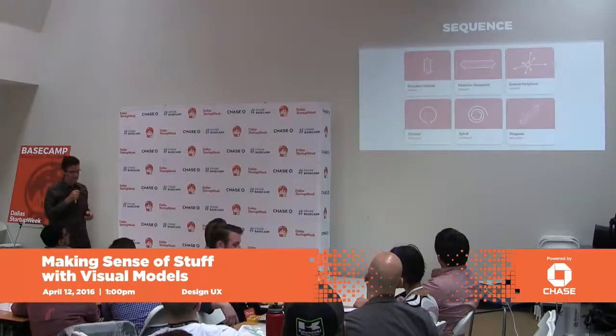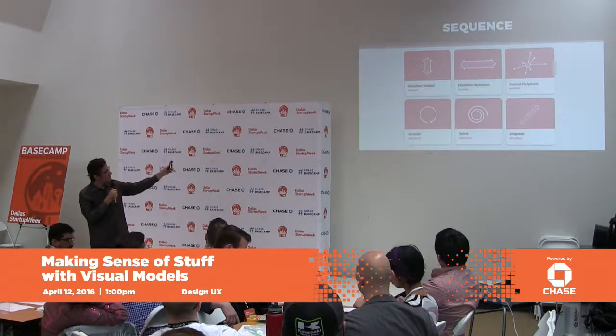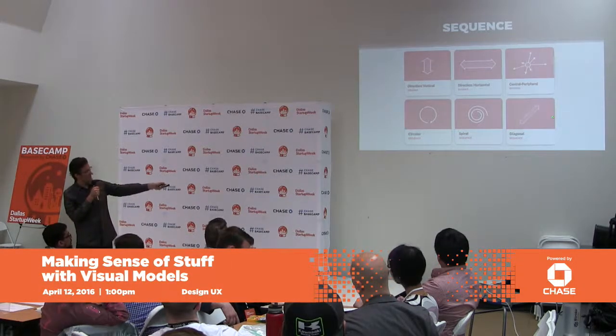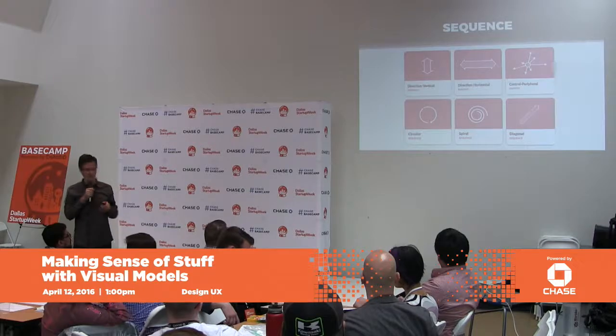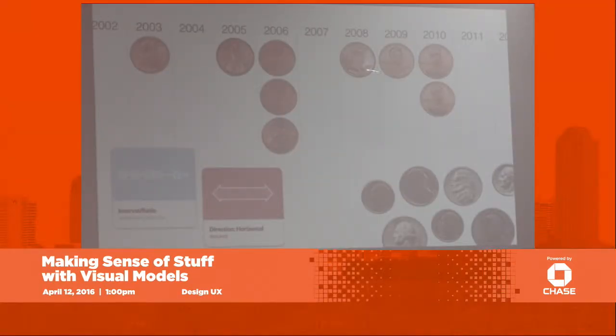So sequence is the next thing. And sequence is how you arrange those things. So there's 6 ways to sequence. I'm not going to talk about diagonal much, because I'm still on the fence about whether to include it or not. But if we go back to this, if I arrange things from left to right based on year, not only is it an interval ratio arrangement, but the sequence direction is also horizontal.